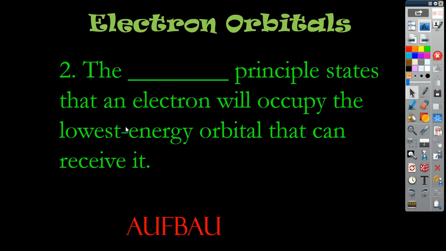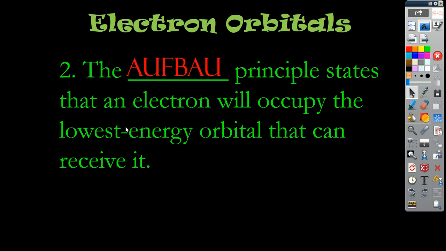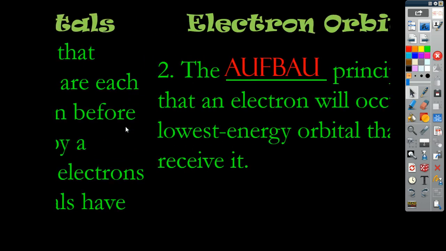Two, the Aufbau principle states an electron will occupy the lowest energy orbital that can receive it. This one makes sense to me. I like to use as little energy as possible, and the Aufbau principle just reinforces that. Electrons, they don't want to spend any more energy than they have to. Lowest energy level first. Again, more on this in just a minute.